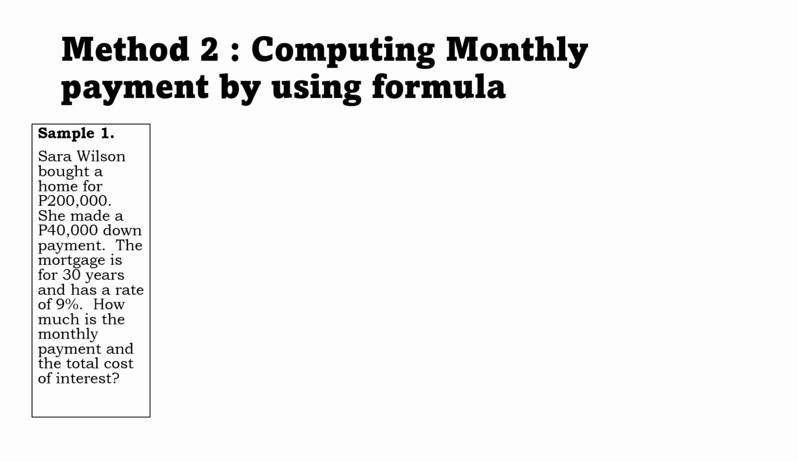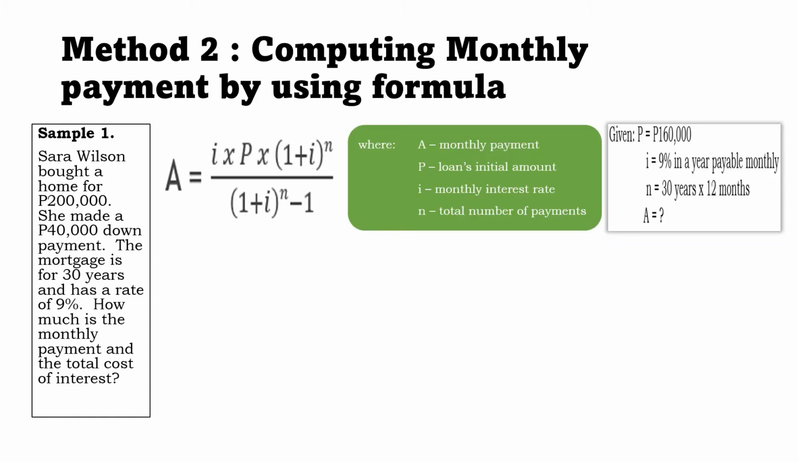For method 2, we have the same example. Sarah Wilson bought a home for 200,000 pesos. She made a 40,000 down payment. The mortgage is for 30 years and has a rate of 9%. How much is the monthly payment and the total cost of interest? The formula to be used is this one, and the givens are the same. Principal is 160,000 pesos. The interest is 9% a year, payable monthly. And N is 30 years times 12, so that is 360, and we are looking for the amortization payment.